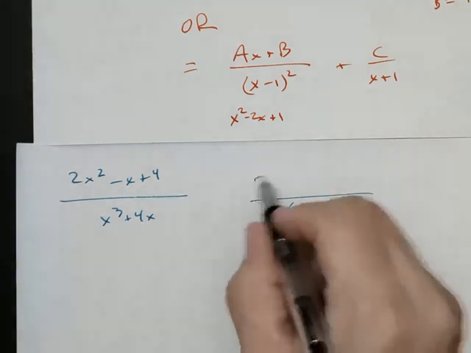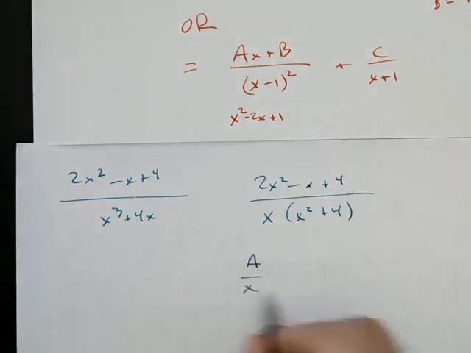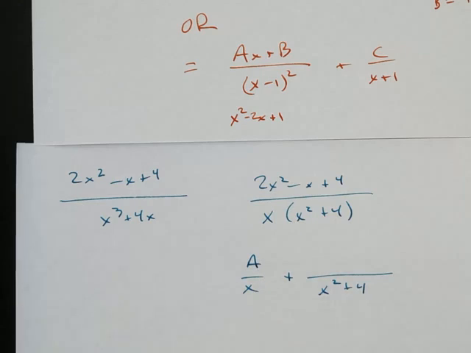If I break this up, it's going to be A over x, and then the other piece is going to be x squared plus 4 in the bottom. What has to be on the top this time has to have both an x and a number. Even though there's only one of it, right? The power on the top has to be smaller than the power on the bottom. Even if you have two things, you still have to have A, B, and C.